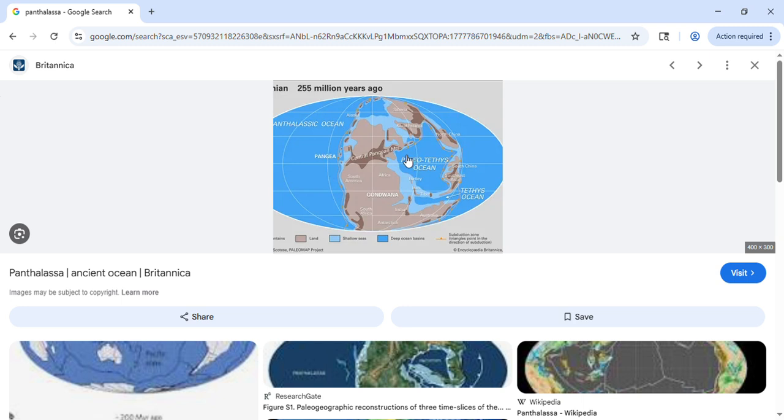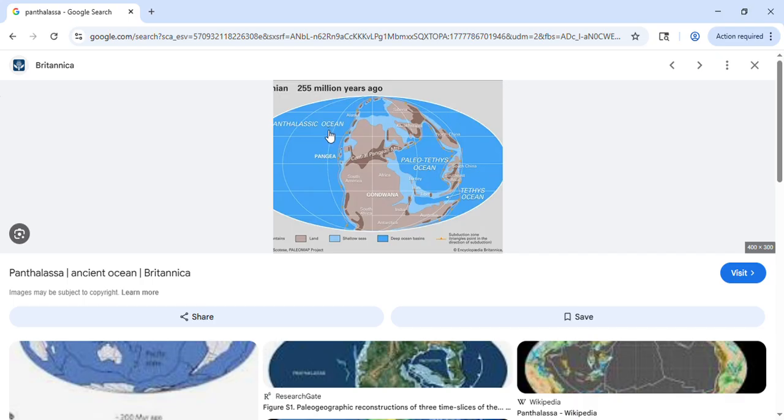The next question, which plate is moving the fastest? The East Pacific Rise near Easter Island has the fastest rate, moving more than 15 centimeters per year.